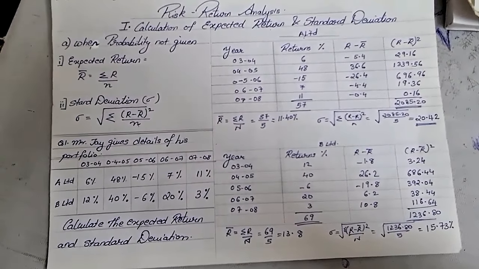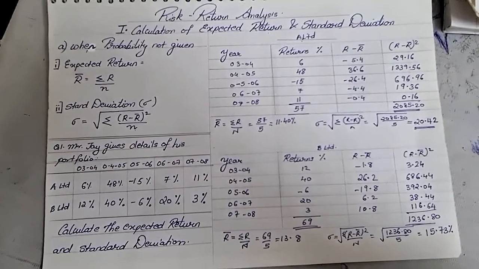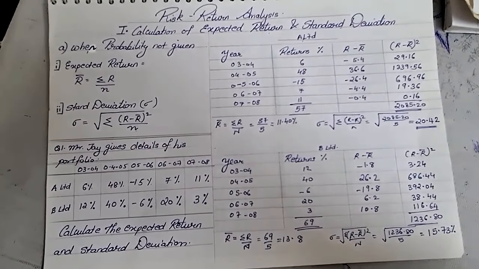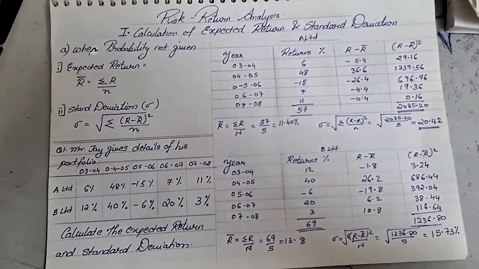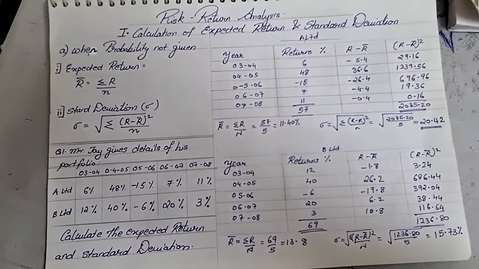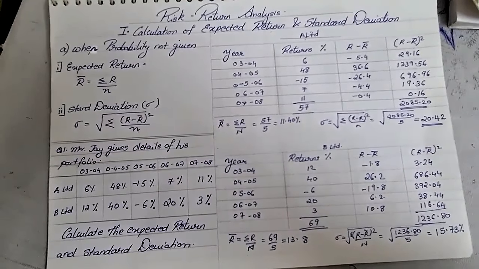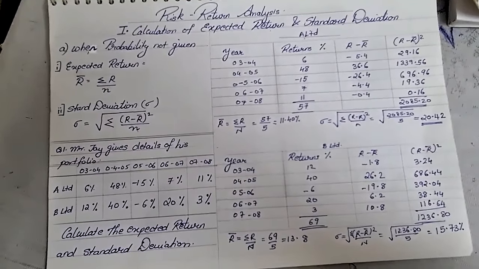So with this, we were able to solve sum based on expected return and standard deviation when probability was not given. This was the very first type. Now we'll be solving sum in which we will be having the probability. So let us see how to solve sum based on expected return and standard deviation when the probability is given.